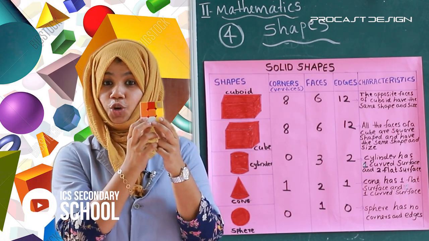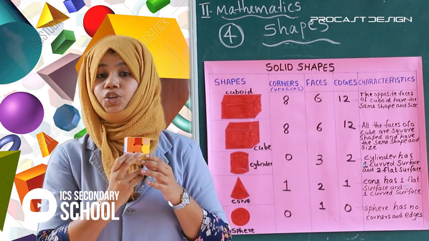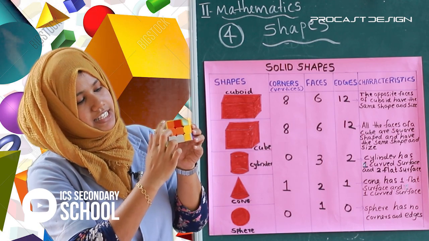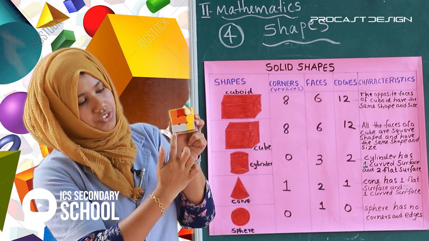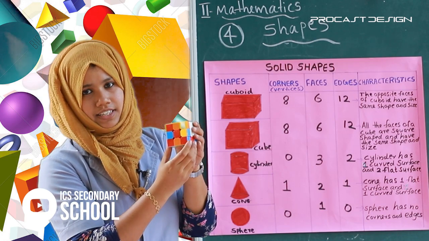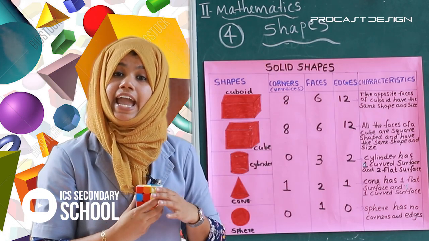So this is a cube shape. Okay? Next, how many corners in a cube? 8 corners are there. That is 1, 2, 3, 4, 5, 6, 7, 8. Like the cuboid, the cube also has 8 corners.